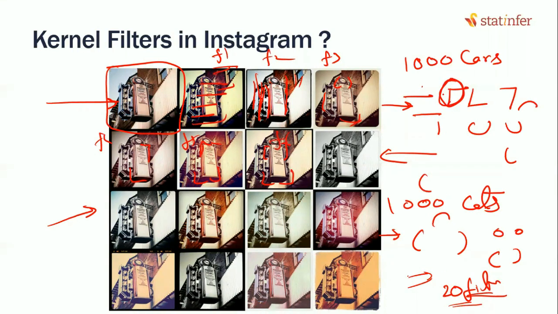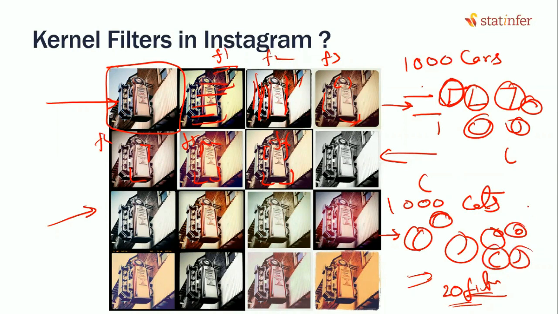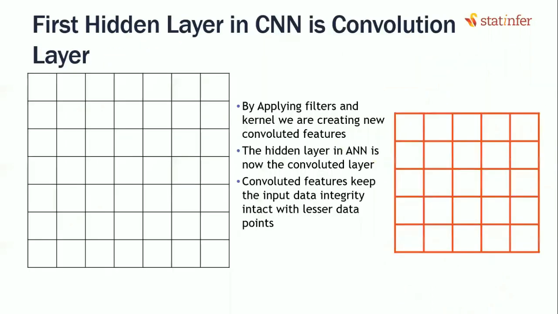This feature will be detected by one filter. This feature will be detected by another one. This will share like that. All the car features and all the cat features will be detected. Once I have all the features, then the classification will be very easy in the last layer. Car versus cat based on these features will be done very easily. So the first layer, it is not called a hidden layer. The first layer in a convolution neural network is the convolution layer.